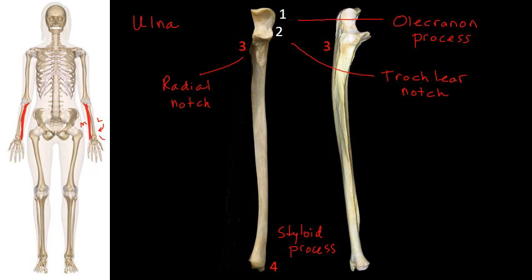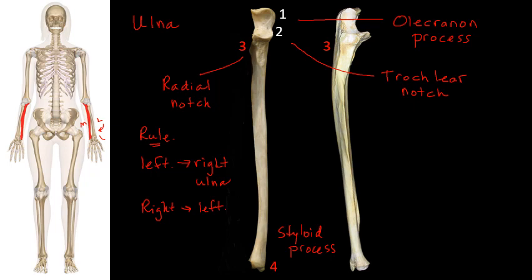So the radial notch here, the rule is, again, it tells you what side it's from based upon being opposite to it. So here, in other words, we see it on the left, right? So that means that this is a right ulna. If we see it on the right, that means it's a left ulna.